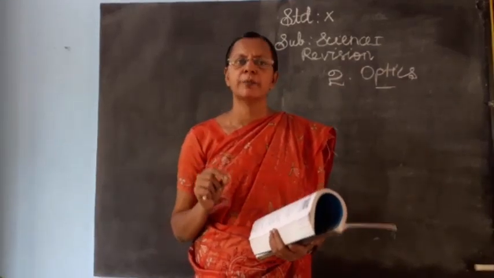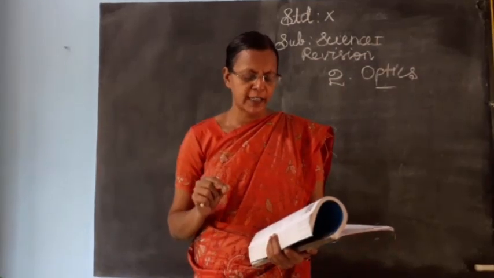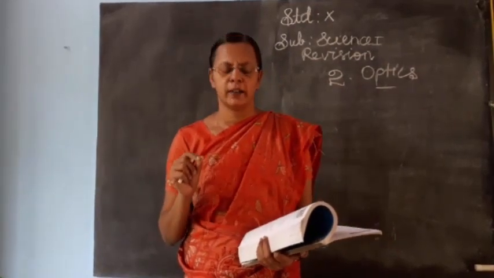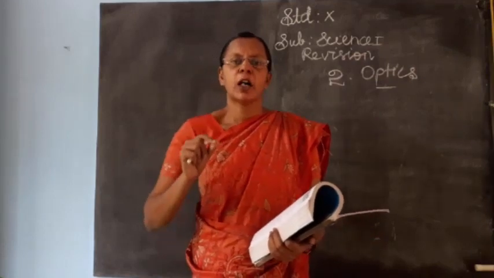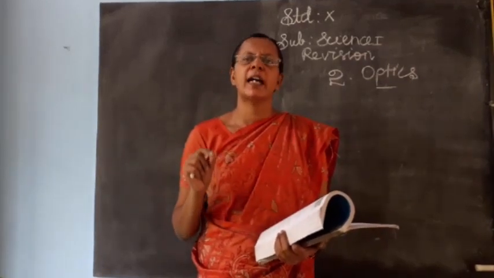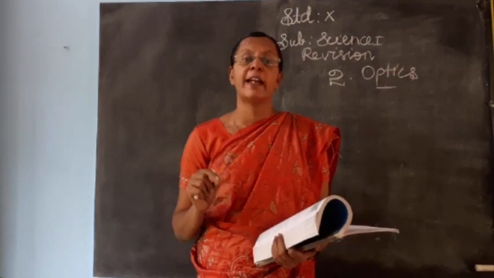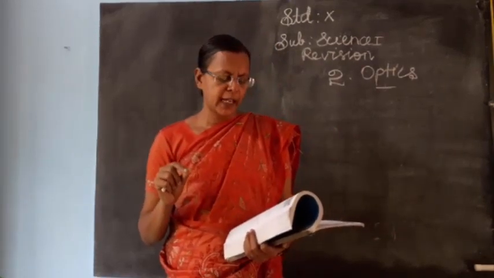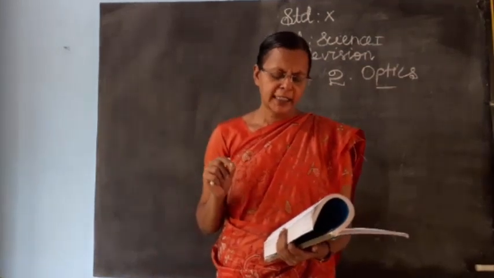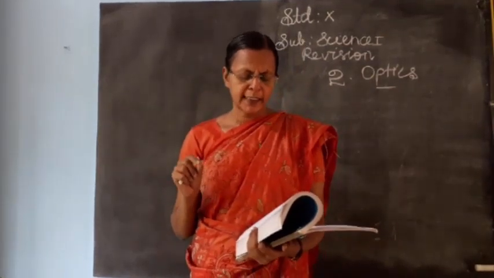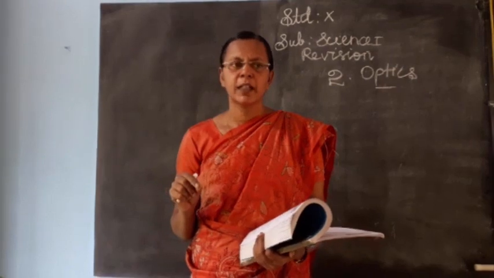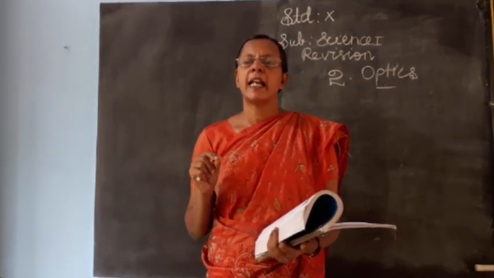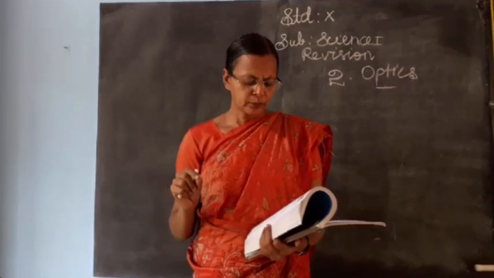Next, second question. The refractive index of a transparent medium is always greater than 1. Say once more. The refractive index of a transparent medium is always greater than 1. Third question. If the energy of incident beam and the scattered beam are same, then the scattering of light is called as elastic scattering. All of you say elastic scattering.